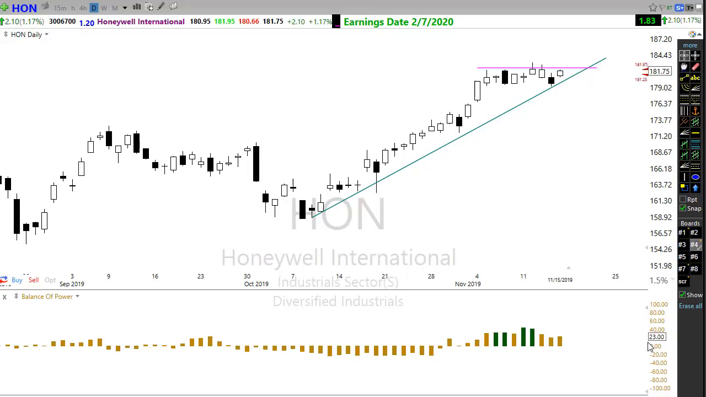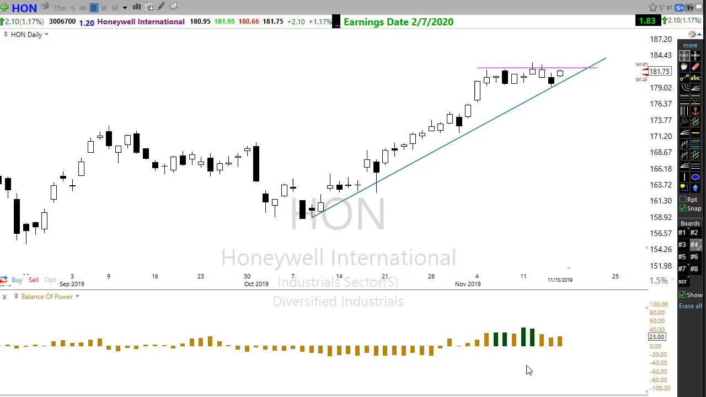Okay. Now, the balance of power is only useful to me in really one circumstance. When I see a stock consolidating or even pulling back, and I see strong balance of power in the stock, that's one of those fingerprints of an institution or a high frequency trading firm.